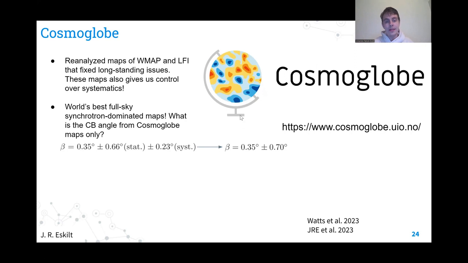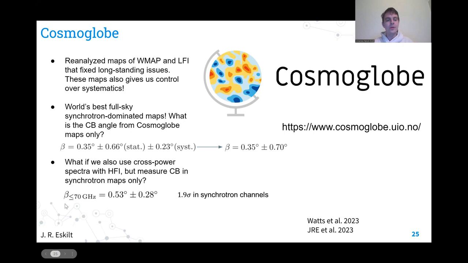But if you only look at WMAP and LFI, the total error bar is still quite large. So we also included the cross power spectrum with the official HFI Planck maps. And then we only tried to measure cosmic birefringence in the synchrotron dominated maps. And by doing that, we ended up with a 1.9 sigma measurement of cosmic birefringence. So there is for sure a signal in the synchrotron dominated channels as well, not just the dust channels, which is interesting.